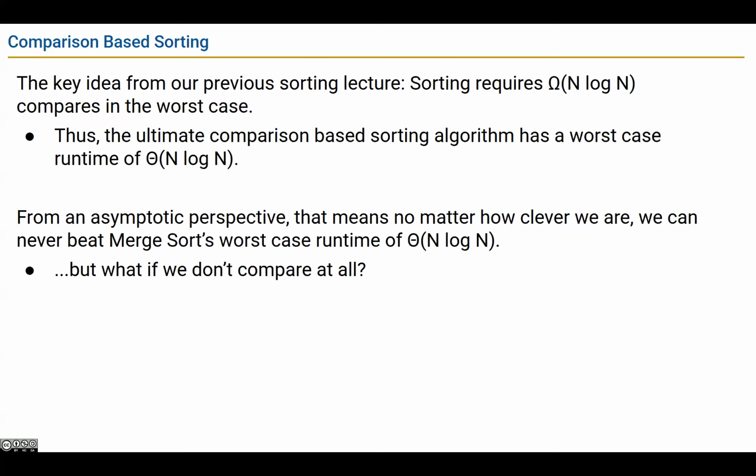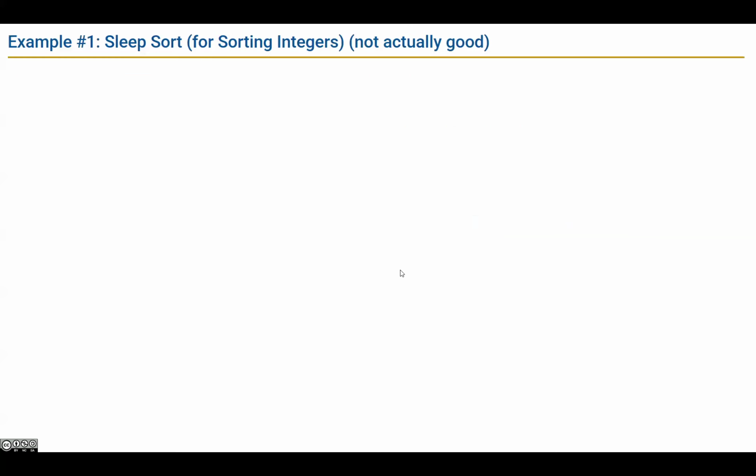All of this relies on the assumption that we're using comparisons. If we have more information about the data, we may not necessarily need to use compares at all. We might be able to solve this problem without comparisons. So here's an example of a sorting algorithm that doesn't use comparisons. It's not particularly good. It's called sleep sort.